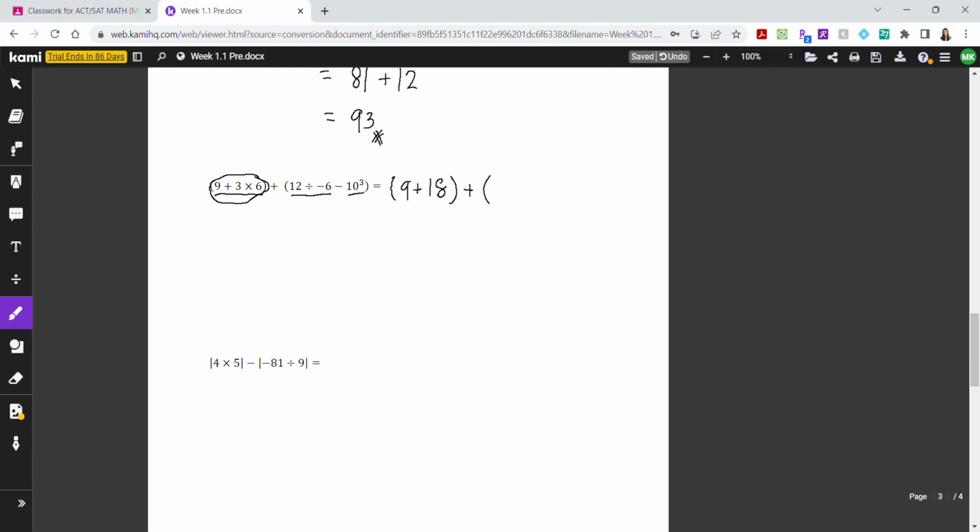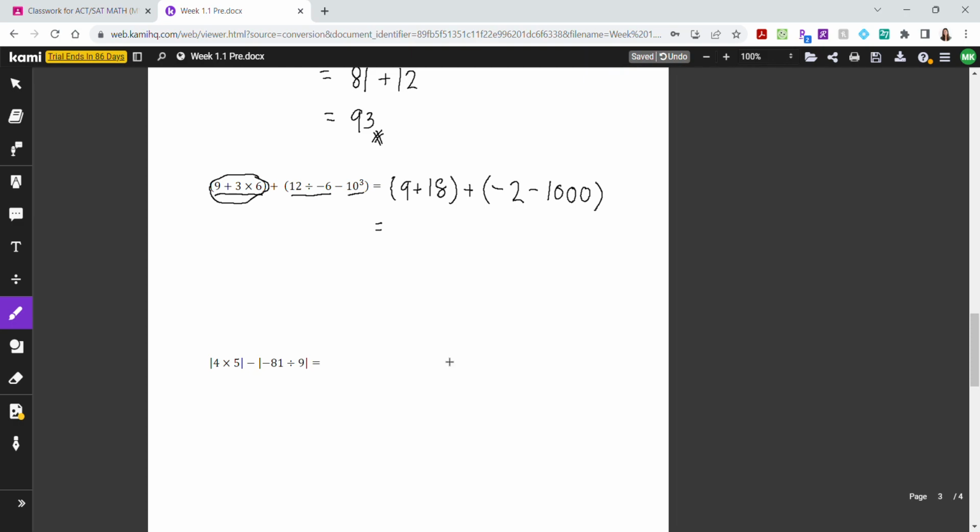So if we do from left to right, we will need to do 12 divided by negative 6, which becomes negative 2, minus, oh look, an exponent. So 10 cubed would become 1000, right? So we'll get that now. And now, because we still have the parentheses, we would solve the insides first.